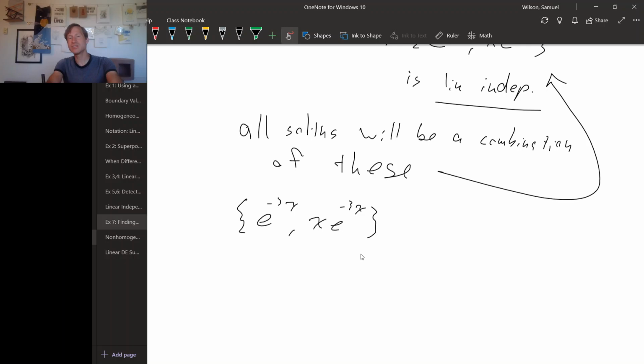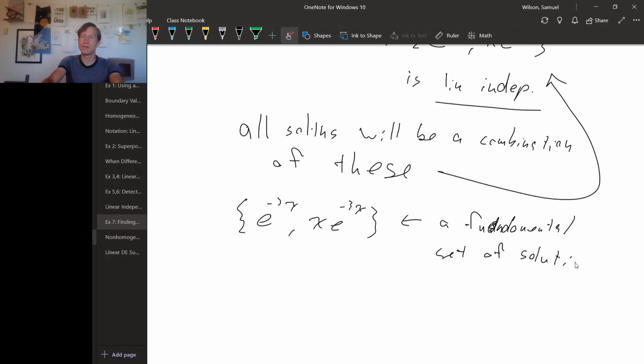When you have a collection of solutions like this, e to the minus 3x, x e to the minus 3x, that's linearly independent and all solutions are a combination of those two, then this collection of solutions is called a fundamental set of solutions. So what we're really looking for is a fundamental set of solutions, because if we have one, then every solution is a combination of these.